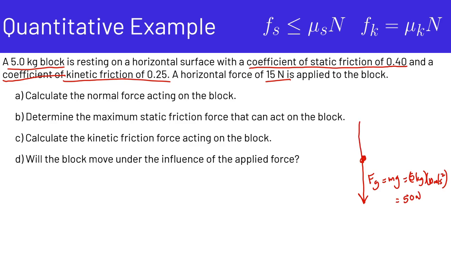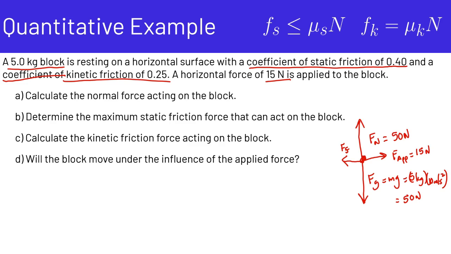The normal force, in most cases, is going to directly balance the gravitational force. So the normal force is 50 newtons. Then we're going to have the applied force, and that is 15 newtons in this case. And then we have the friction force, which we're not sure what that friction force is yet. So that's our free body diagram.